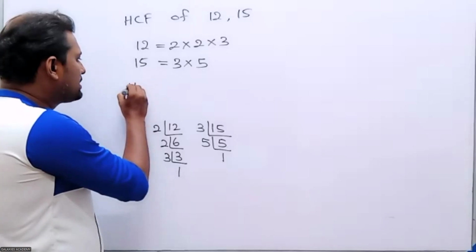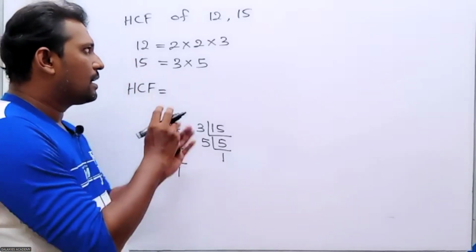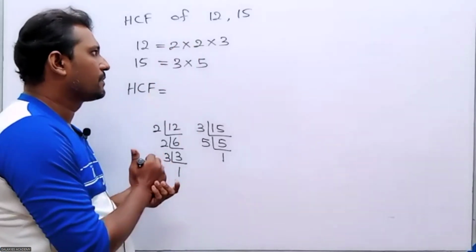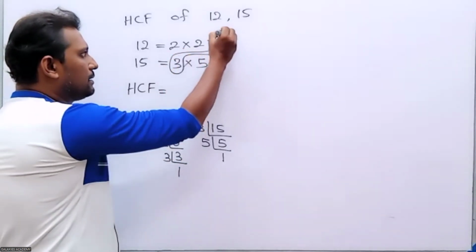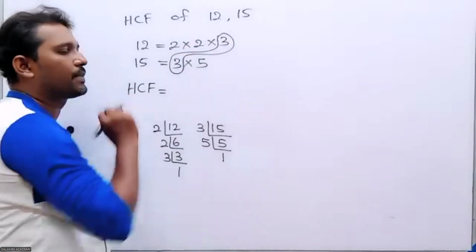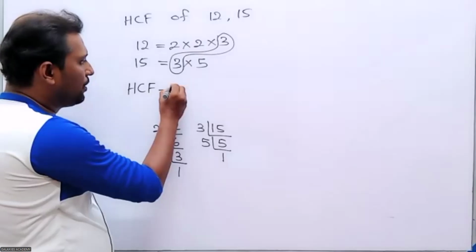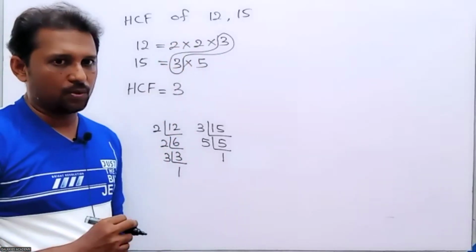When you find the HCF, what do you have to do? You have to select the common values of these two products. We can see 3 in both products, no? So what is the common factor? Only 3. Right? Other values are not common for these two products.